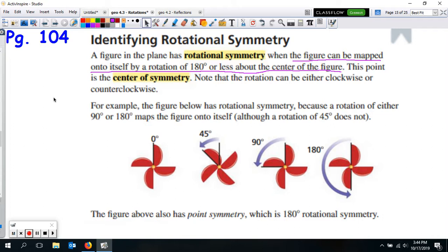So I have a little video I wanted to just show you that might describe the difference between reflection symmetry and rotational symmetry.